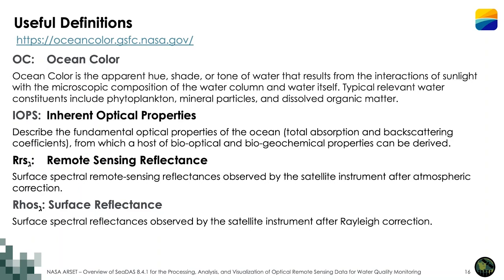Just a brief note here, you will see acronyms: OC, which is ocean color; IOPs, inherent optical properties; RRS, which are remote sensing reflectances, atmospherically corrected; and Rhos, or surface reflectances, after top of the atmosphere reflectances are corrected by Rayleigh correction. So you will see that during the demonstration.